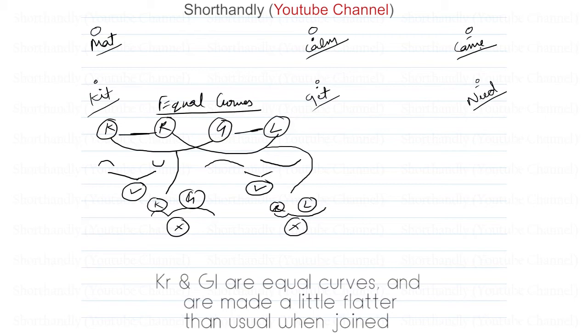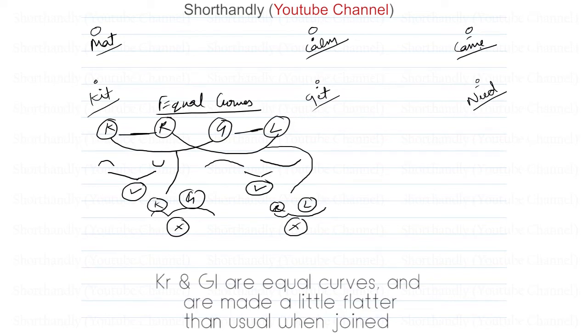Alright, so now let's read this again. It says K and R and G and L are equal curves and are made a little flatter than usual when joined. It's simply saying that when we have to join the equal curves, they are made a little flatter than usual.